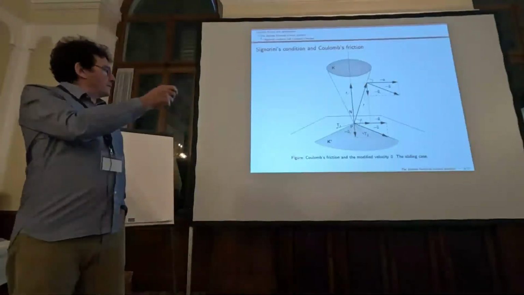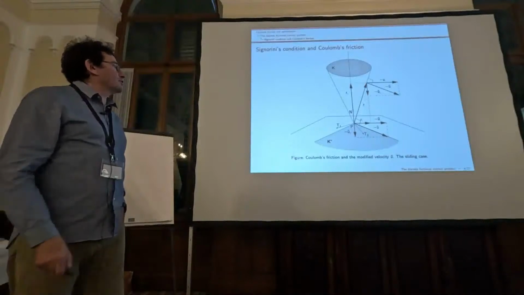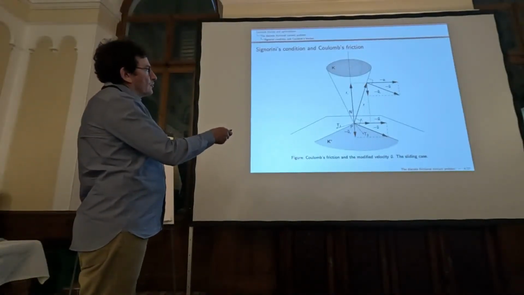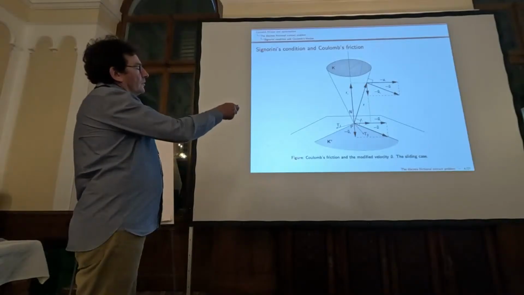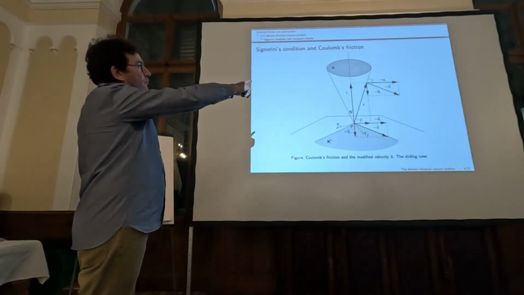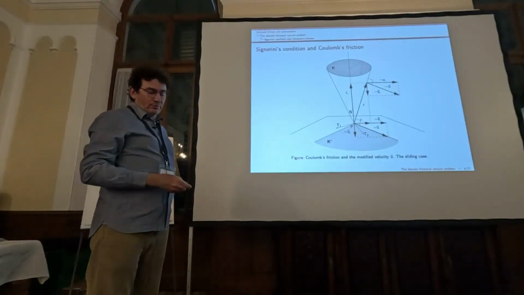Okay, so this is a sketch of the Coulomb friction. The important point is when you slide: R is on the boundary of the cone, the velocity u is in the tangent plane when you slide, and u tilde is normal to this cone.